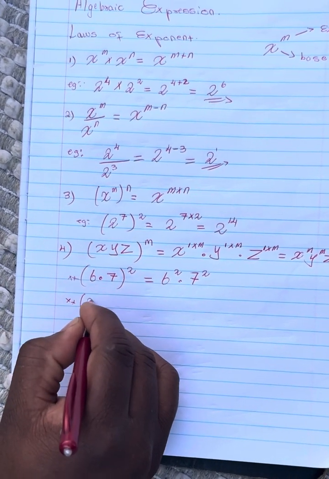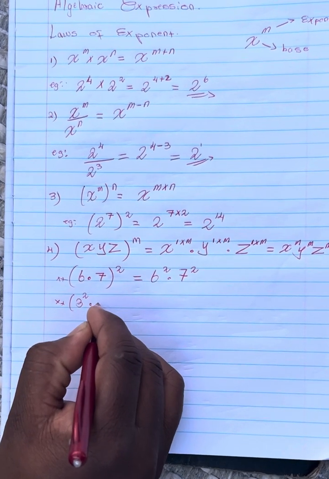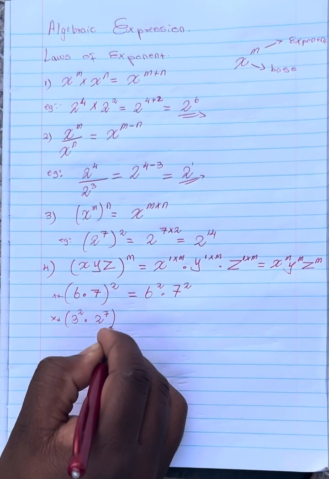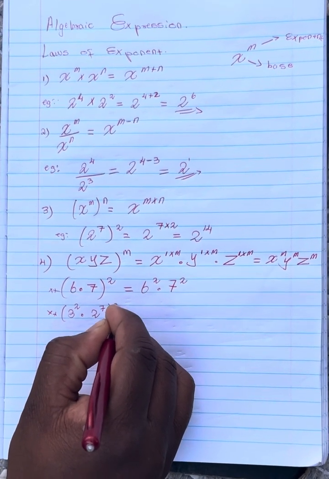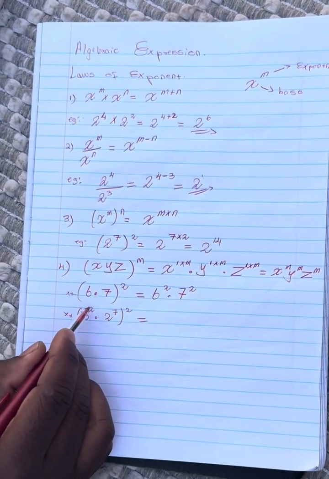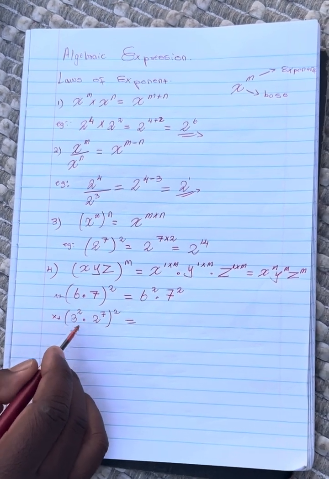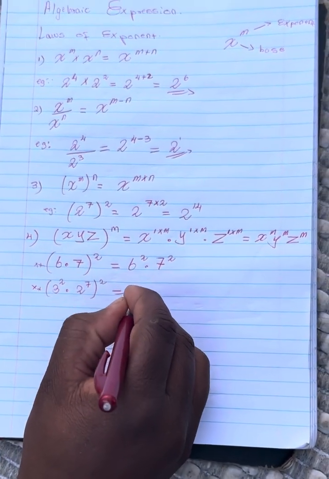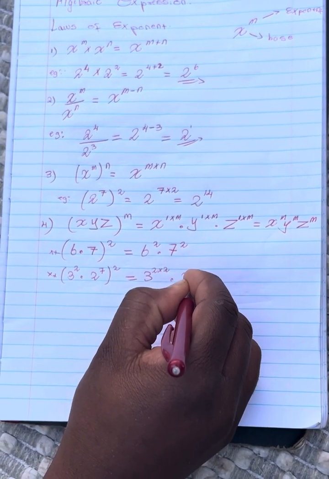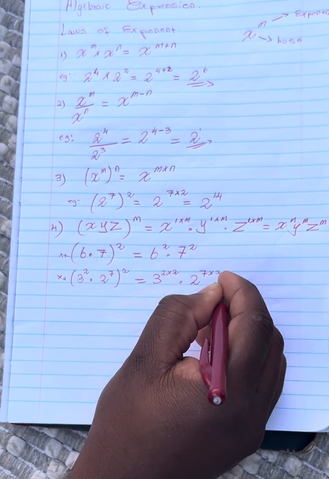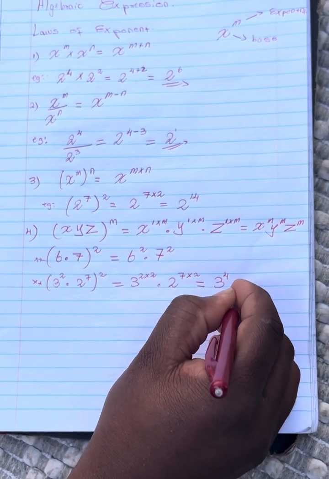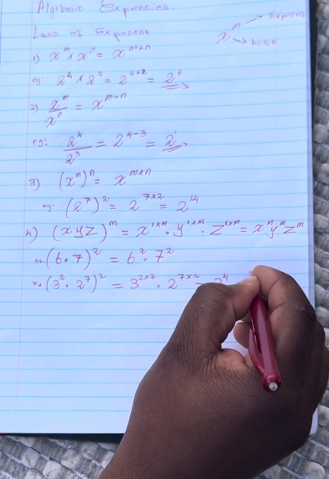Let's say I was given 3 to the power of 2 multiplied by 2 to the power of 7, all raised to the power of 2. This is going to be, because now the base is no longer raised to the power of 1, it is raised to the power of 2. This will be 3 to the power of what? 2 times 2, multiplied by 2 to the power of 7 times 2. Which is the same as 3 to the power of 4, because 2 times 2 is 4, multiplied by 2 to the power of 7 times 2, which is 14.